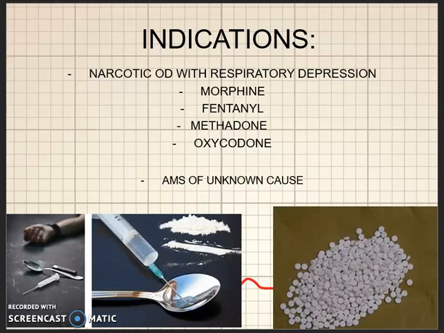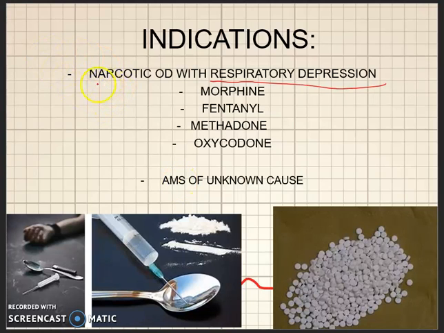So moving into our indications, why do we want to use this? This is for a narcotic overdose with respiratory depression. That's really the key factor here, the respiratory depression. If you have an overdose that is breathing with a normal rate, rhythm, and quality, you may or may not, depending on your local protocols, give Narcan. Really, we just want to reverse the respiratory depression effects.